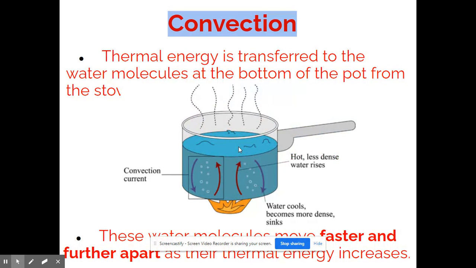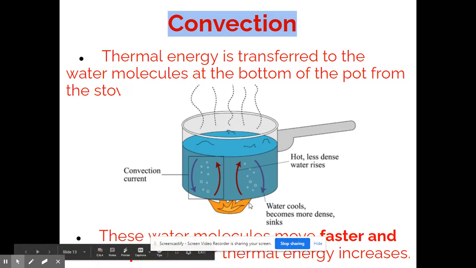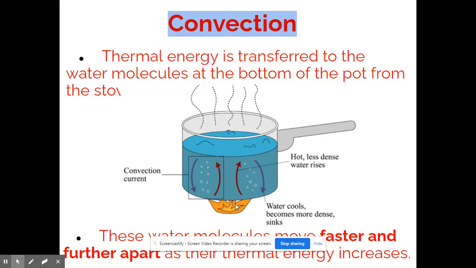Thermal energy is transferred to the water molecules at the bottom of the pot from the stove. So these water molecules move faster and further apart as their thermal energy increases, or as they get hotter or warmer. So you can see that the water is being heated from the bottom of the stove, that hot water rises because it's less dense, and then it's sort of like a current, a convection current, and the water cools, becomes more dense and sinks, and it's going around and around. And this happens because these water molecules move faster and further apart as their thermal energy increases.